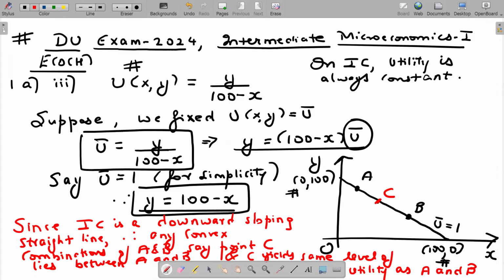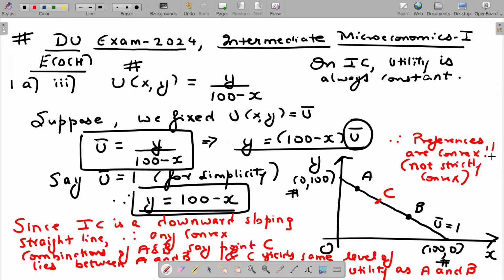That means I can say, therefore, the preferences are convex. They are not strictly convex, though. I can write in the bracket, not strictly convex. Because strictly convex would mean that C should be strictly preferred over A or B. But in this case, C is indifferent to A or B. That means preferences are convex, but not strictly convex.